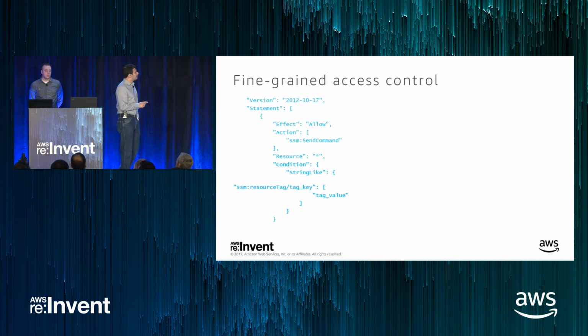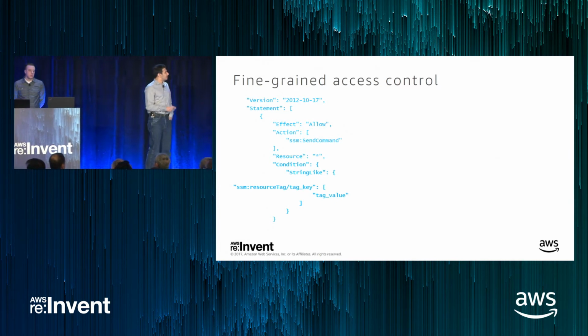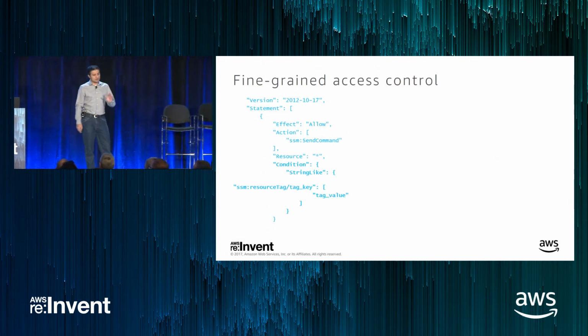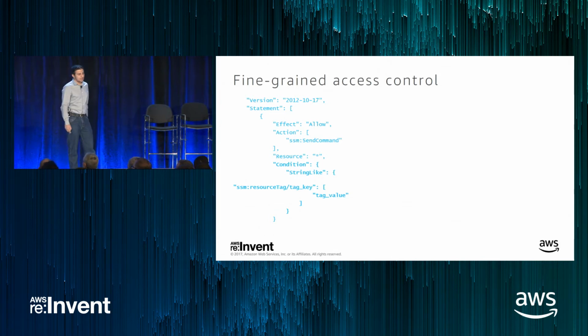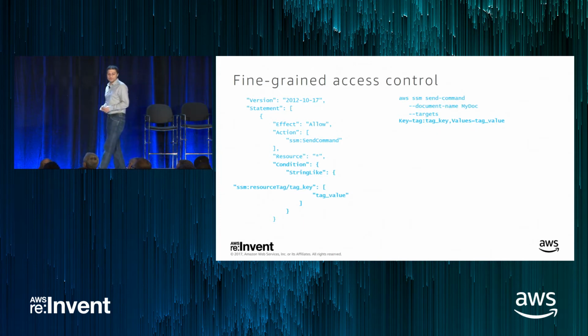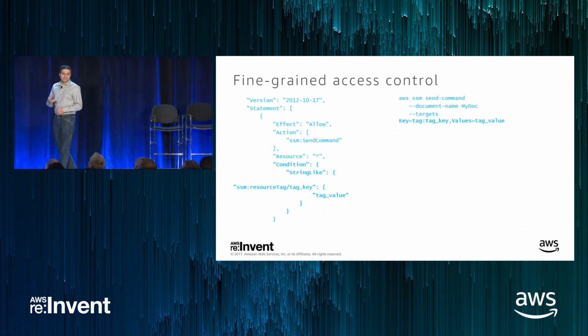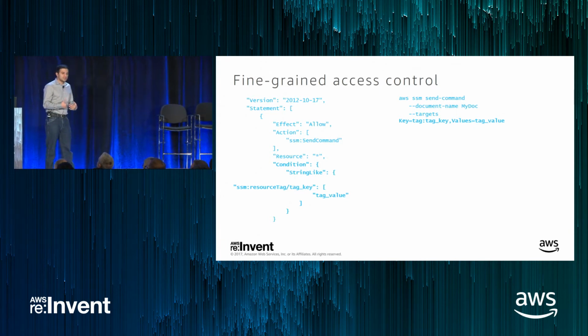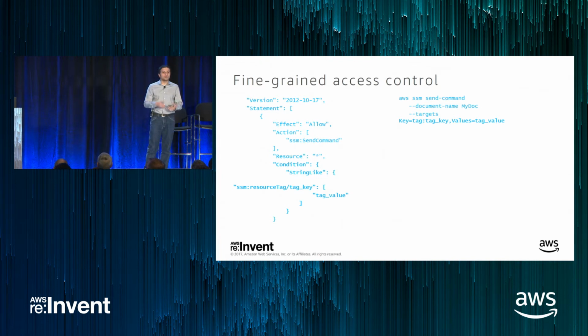I've already talked about this, but here is an example of an IAM policy that lets you do fine-grained access control. You can see here in the condition tab where I have restricted the resources to everything that has a resource tag, tag key, and a tag value. On the right, you'll see an example where I'm trying to send a command and I'm using a target. What we'll do in the background on the service side is expand this and see if it matches the policy or not. And if you don't have permissions to either the document or one of the targets, we will fail and you'll get an access denied. Okay.